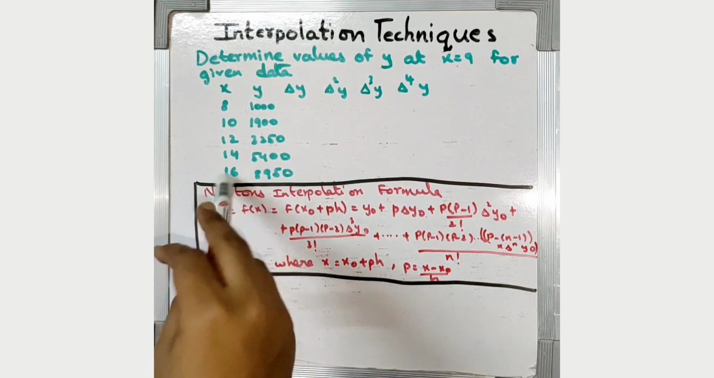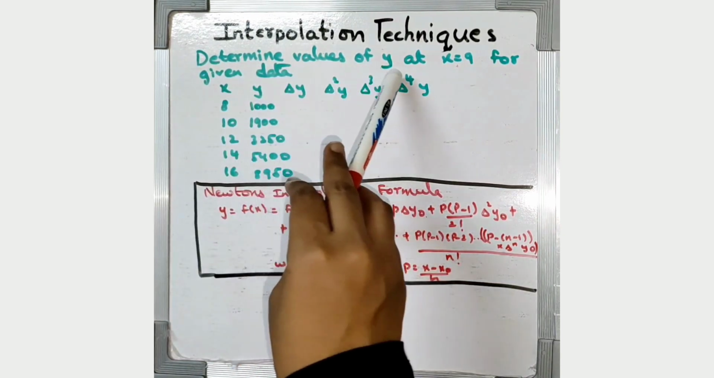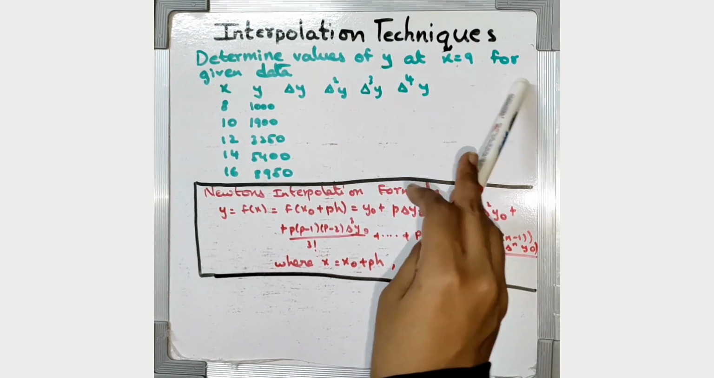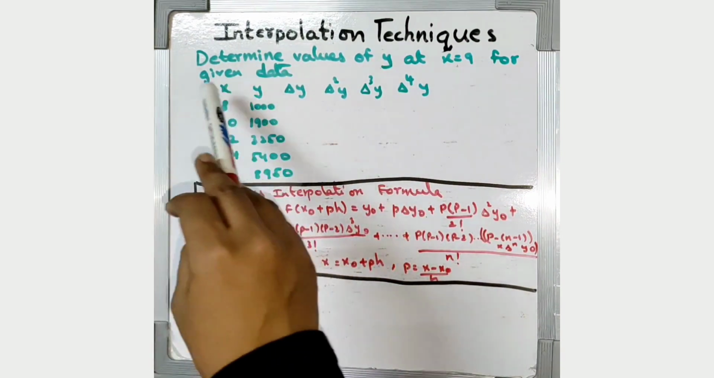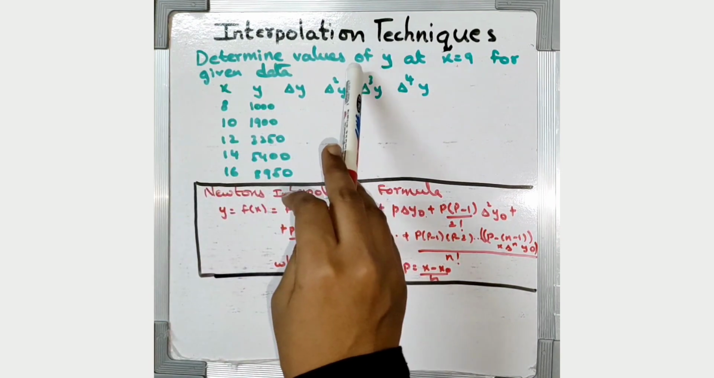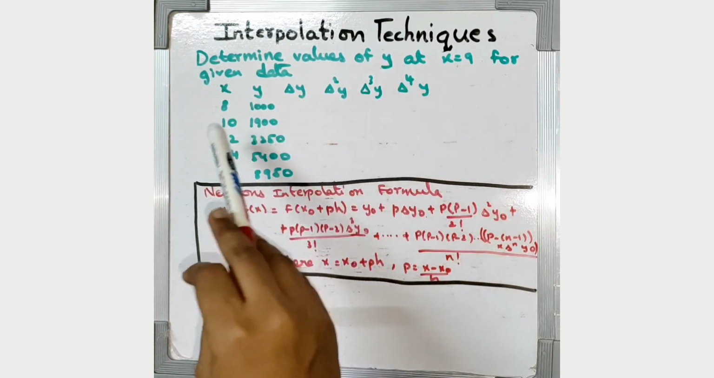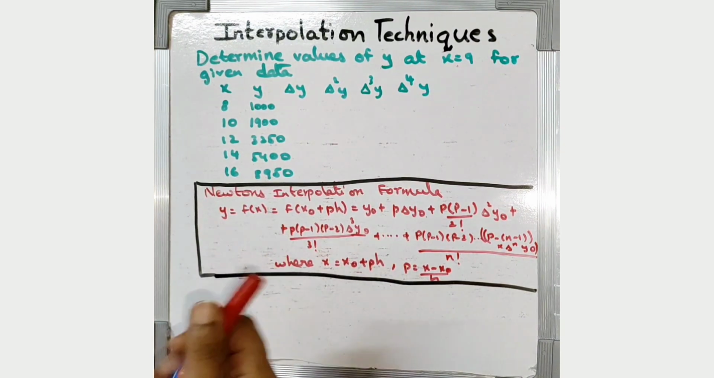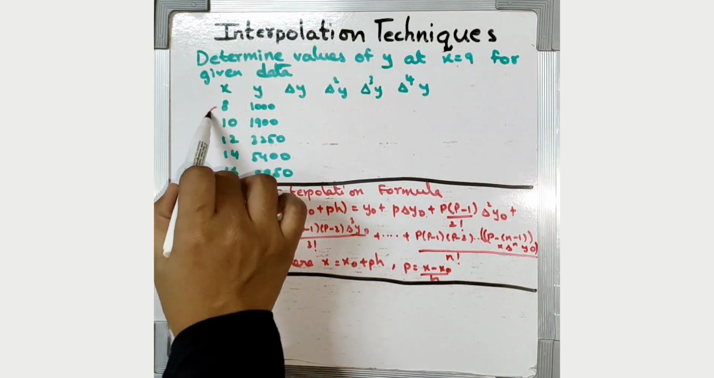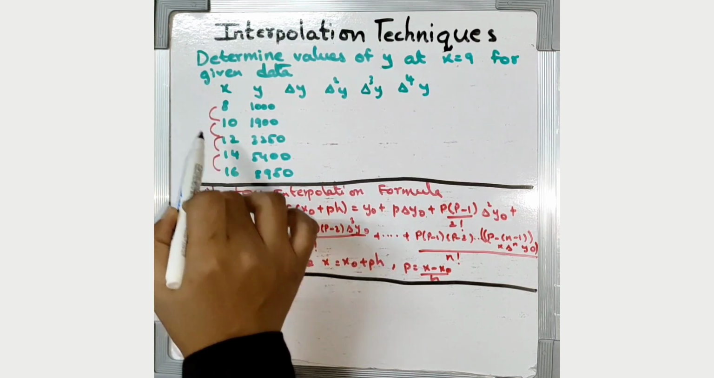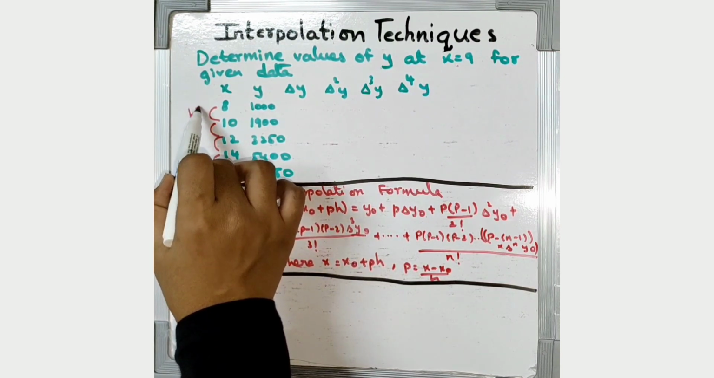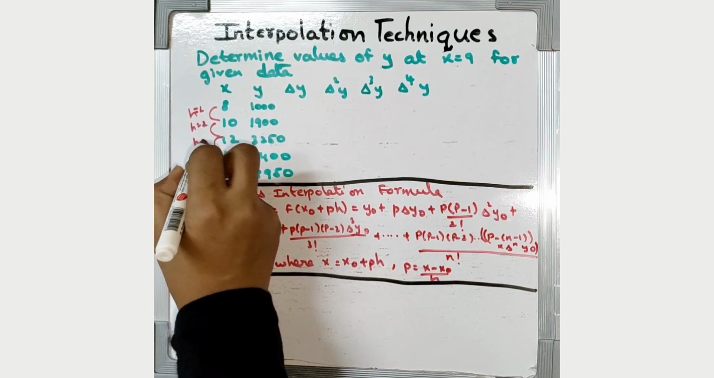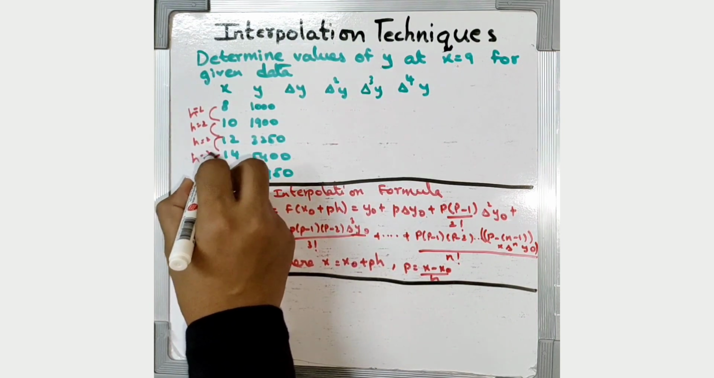Suppose here you take the example: we have to determine the value of y at x equals 9 for the given data. This is the given data. They have given x and y. First, we have to check that the values of x are equally spaced. Are they equally spaced? Yes, with an interval of h equals 2. So they are equally spaced.